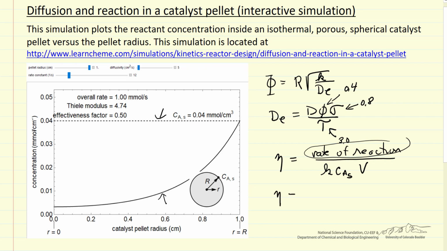The equation for first order relates the effectiveness factor to the Thiele modulus: it's the Thiele modulus coth of the Thiele modulus minus 1, all divided by the Thiele modulus squared. So this is what we calculate here. Let's look at how this effectiveness factor changes as we change parameters. We'll look at the interactive simulation.